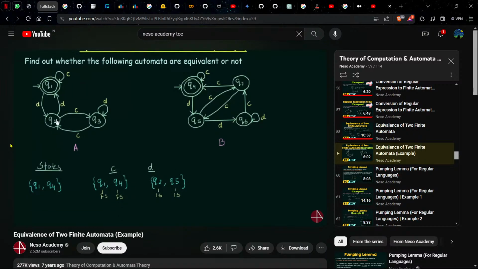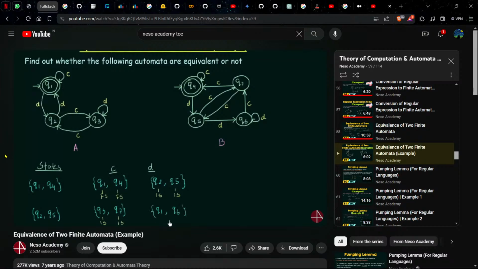Now let's take the next pair of states, which will be Q2 and Q5. Q2, Q5. And let's see where they go on getting input C and D. Q2 on input C goes to Q3, and Q5 on input C goes to Q7. And what kind of states are these? Q3 is an intermediate state or non-final state, and Q7 is also an intermediate state. Okay, now let's see where they go on getting input D. Q2 on input D goes to Q1, and Q5 on input D goes to Q6.